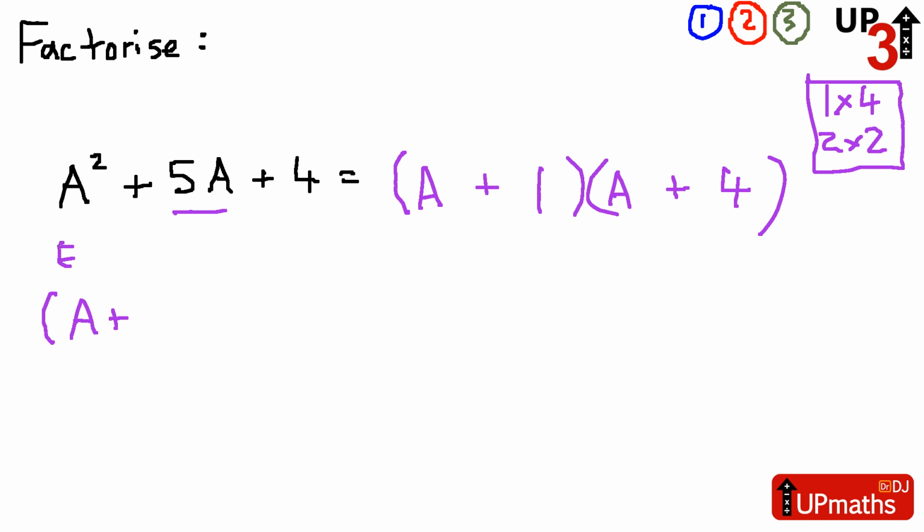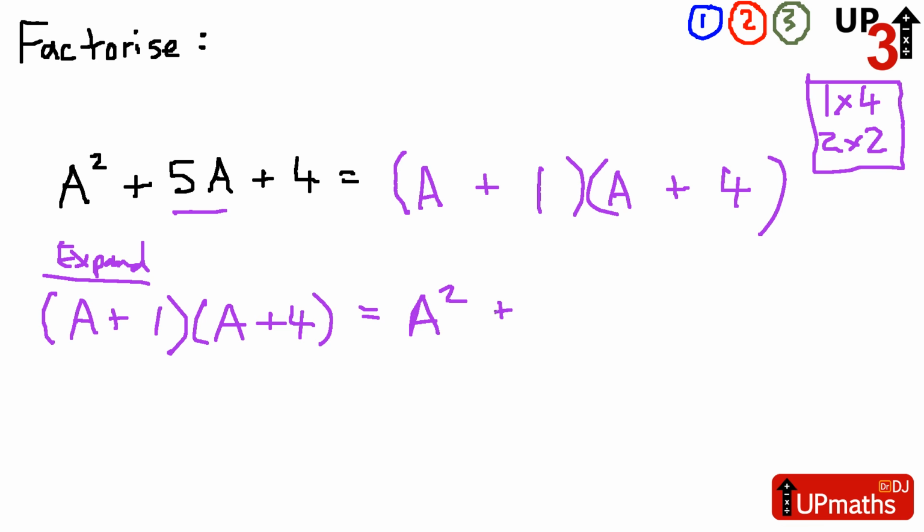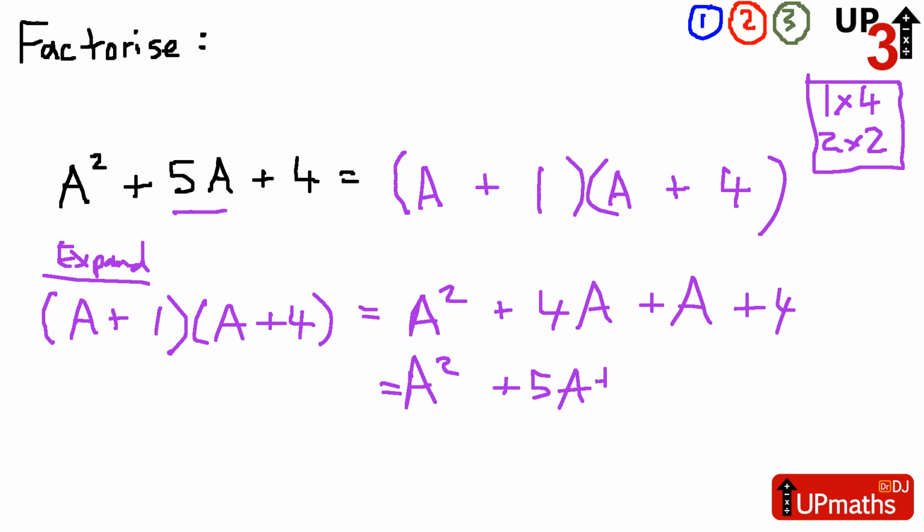But I'm still going to check because I might have got confused. So I'm going to expand it just to check the answer. Maybe you want to pause the video and have a go expanding it after I've just written this out. There, so maybe pause it now and have a go. That would be a squared plus a times 4 makes 4a, plus 1 times a makes a, plus 1 times 4 makes 4, which is a squared plus 5a plus 4. Excellent. So that answer was correct, but it was good to do the check.